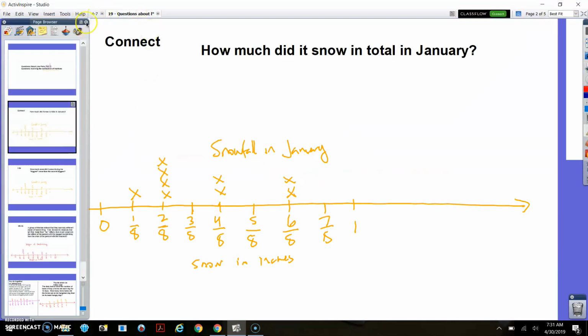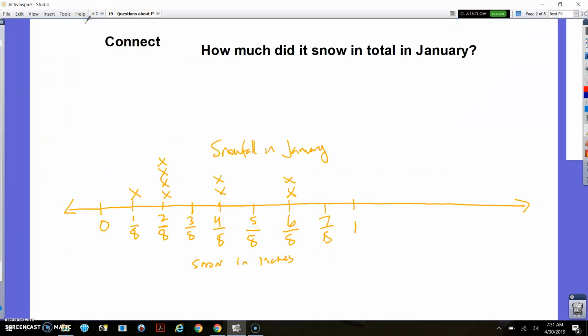Yesterday, we answered questions like this. We would take a line plot. This was snowfall in January. How much did it snow total in January? And so our questions involved addition yesterday, total, or combined, or all in all, things like that, words that kind of indicate to us that we need to add things together. And so we took the snowfall in January, said, okay, it's all in eighths. So I'm going to add up eighths.